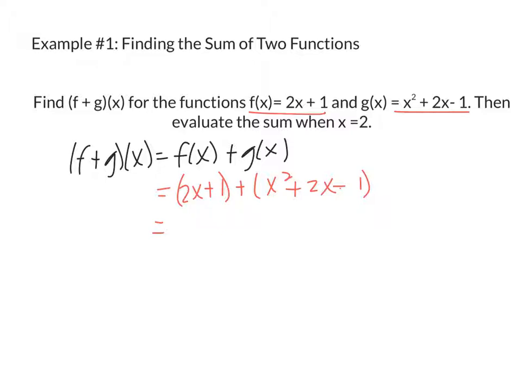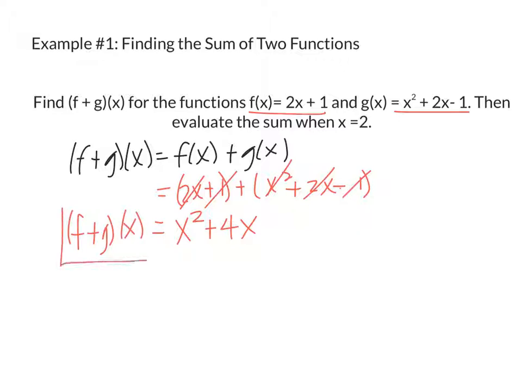So f plus g of x should be x squared, so that's gone. And then I have two 2x's, so that makes 4x. And then our 1's cancel because they are opposites. So f plus g of x equals x squared plus 4x. Okay, now that's the first part.